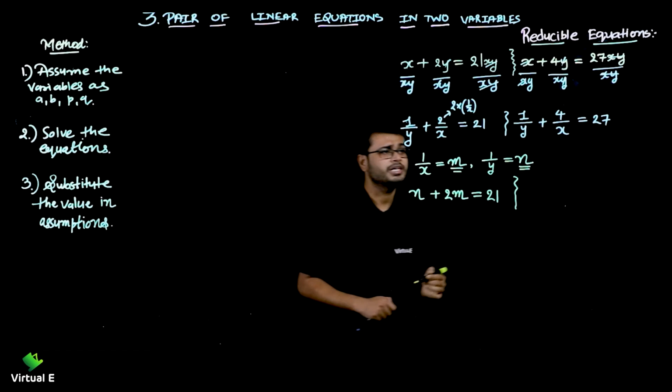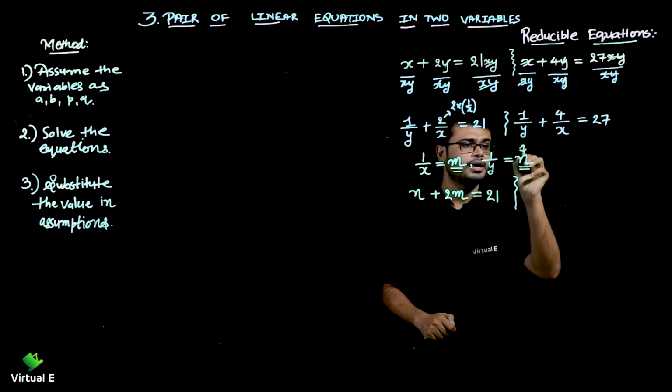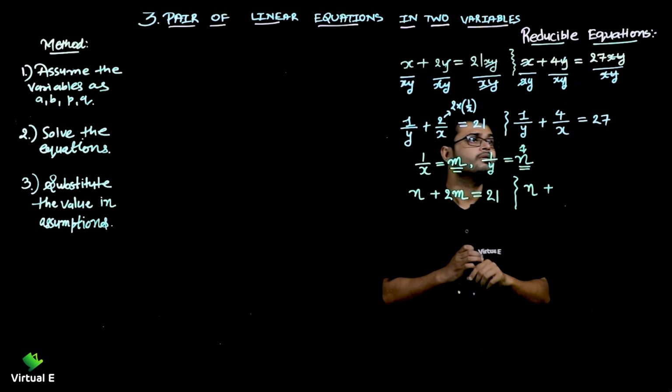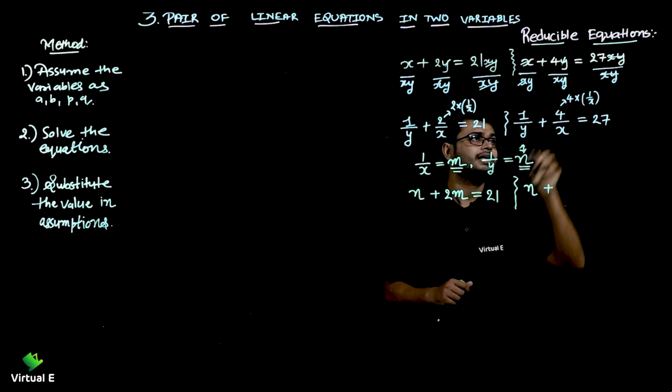You can write the second one as well, easy to do. 1 upon y means n, simple, and 4 upon x. I can write it in a detailed step as 4 multiplied by 1 upon x.